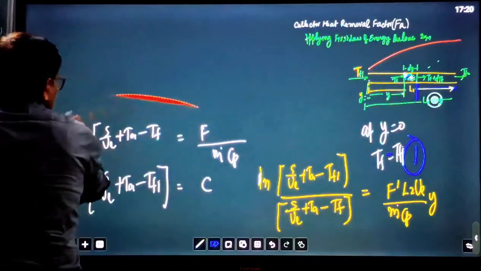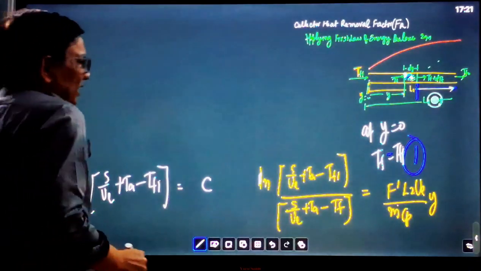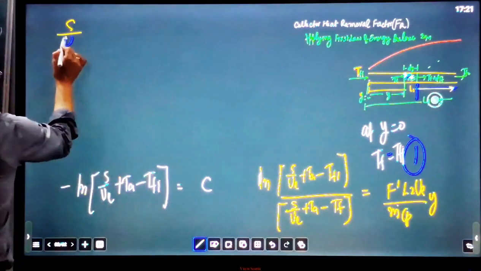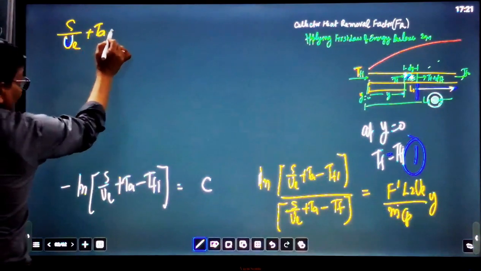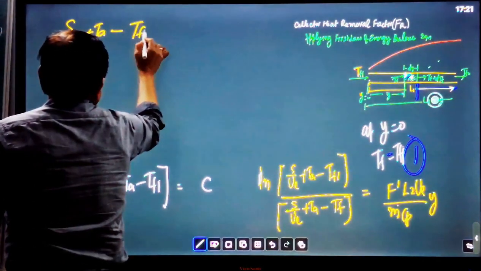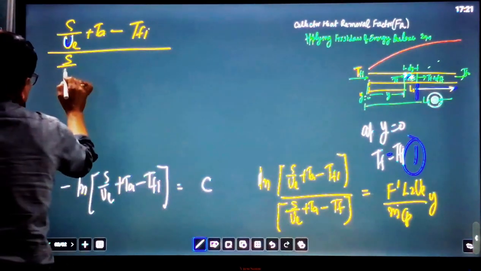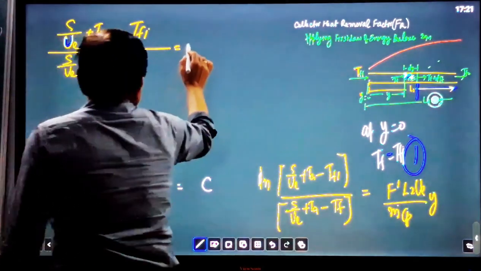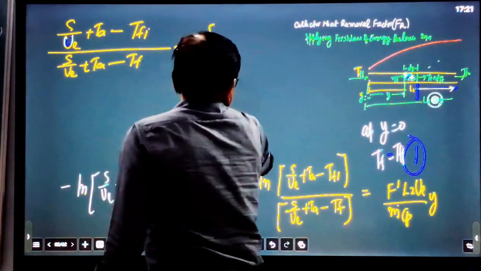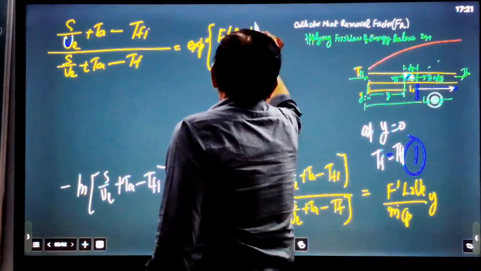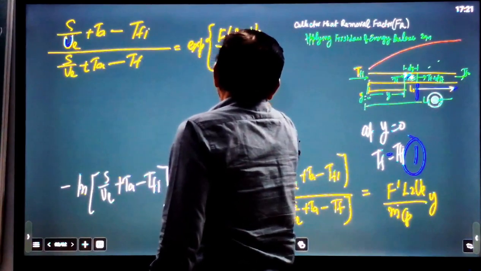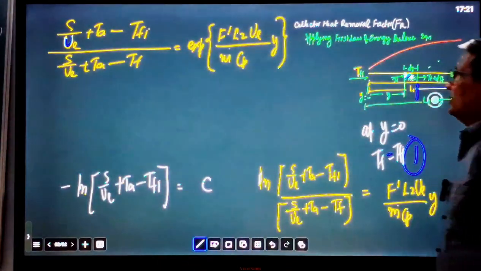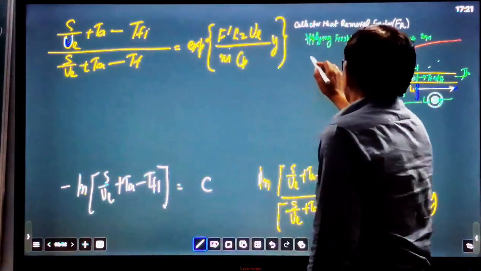Now erasing this part to create space. Taking the antilog of this equation, (S/UL + TA − TFI)/(S/UL + TA − TF) equals exponential of F' L2 UL/(m dot Cp) into y. This is equation number 3.